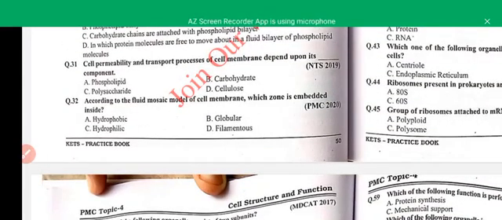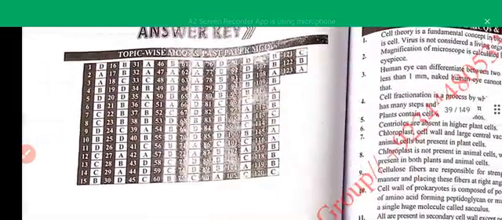According to the fluid mosaic model of the cell membrane, which zone is embedded inside, hydrophobic? A option. Okay.